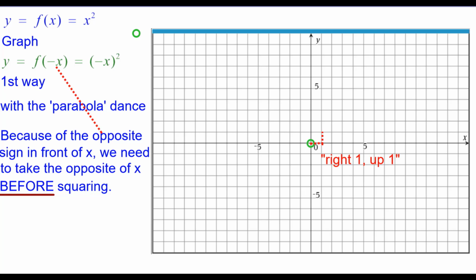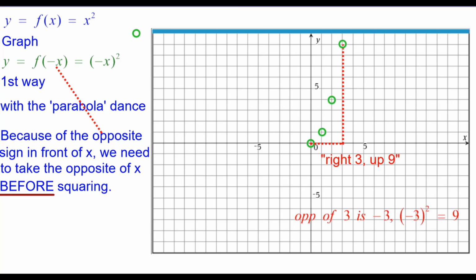So we will go right 1 up 1, because the opposite of 1 is -1, and -1, the quantity squared, is 1. Similarly, the opposite of 2 is -2. When you square -2, you get a +4. Opposite of 3, -3. -3, the quantity squared, is 9.